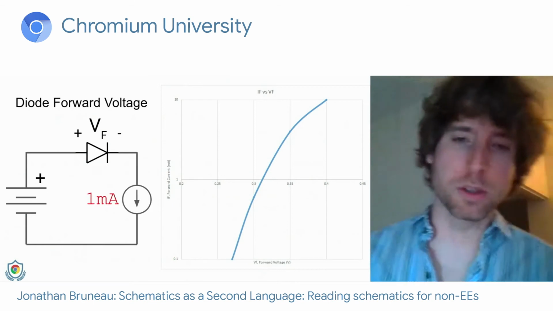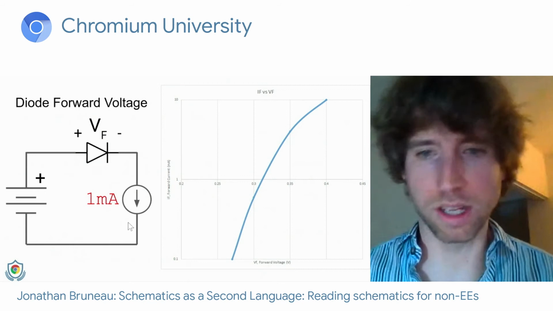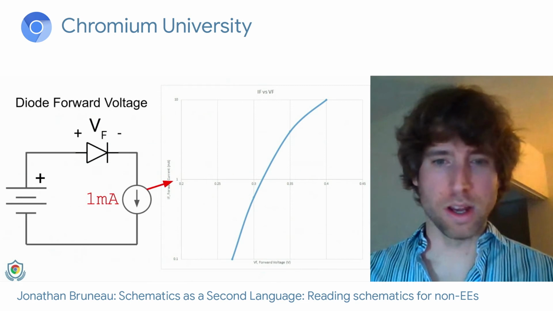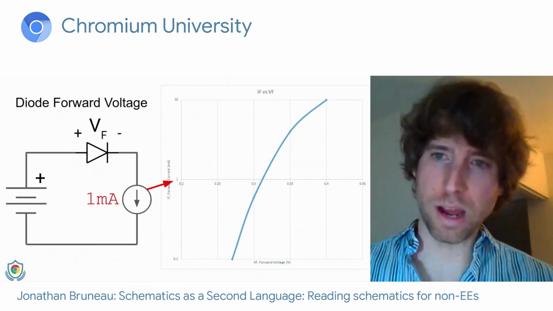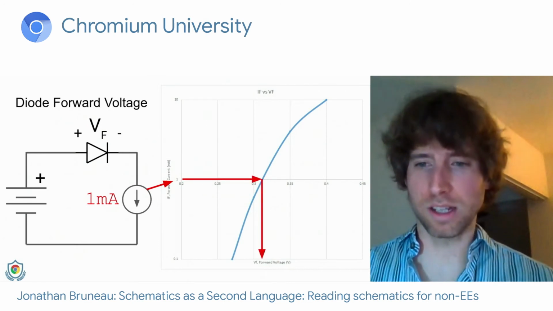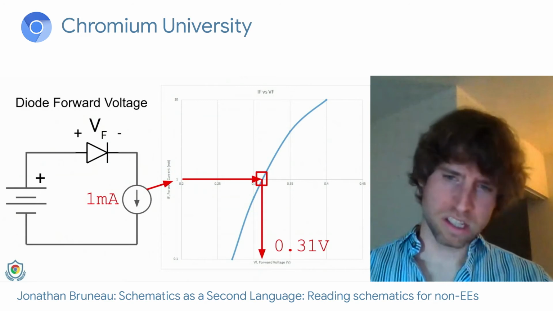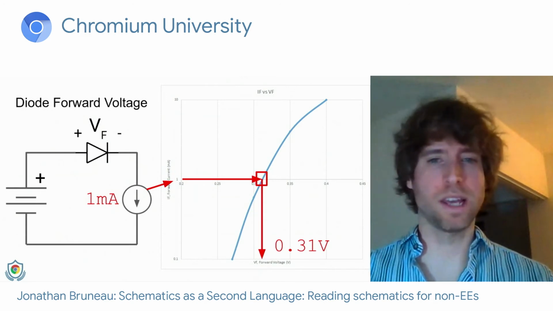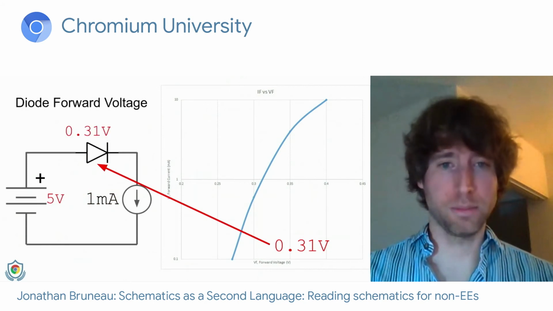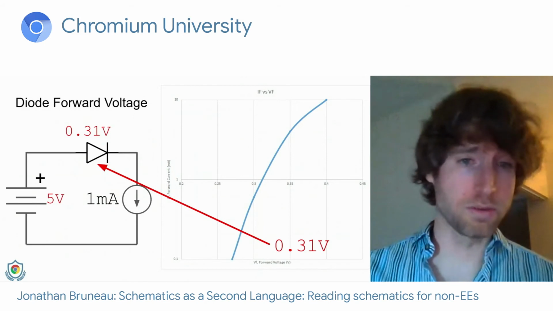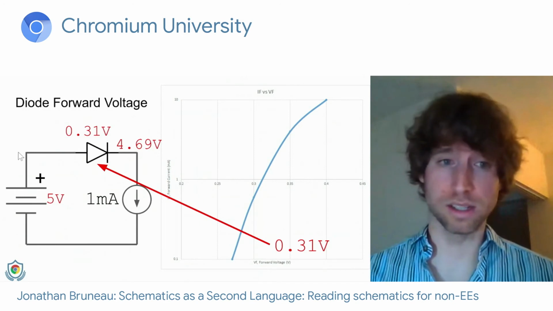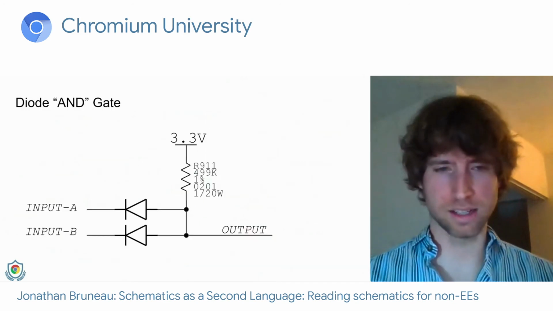So here's an example. Suppose I have this magic current source that can always source 1 milliamp. The way that you figure out what the forward voltage is, you grab your forward voltage versus forward current graph, and you look at 1 milliamp, you go across and down, and that tells you, okay, looks like the forward voltage is about 0.31 volts at 1 milliamp. So if I have a 5 volt source and I'm sucking down 1 milliamp, the forward voltage is 0.31 volts. So if I were to grab a multimeter and measure the other side of the diode, I would get 4.69 volts.